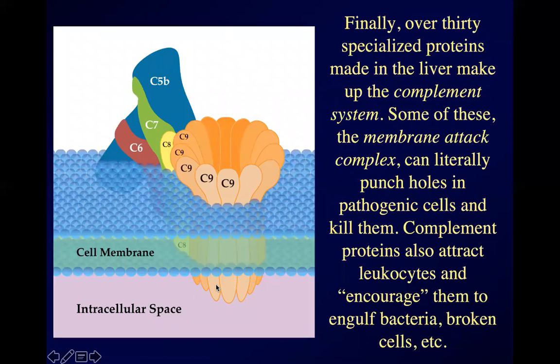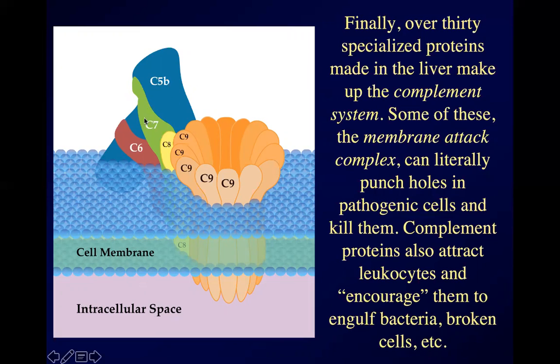And then finally, the complement system doesn't seem to be as widely known, but there's over 30 specialized proteins that play helper roles in the immune system. They can attract leukocytes. We don't need to go into exactly how they do it, but they can stimulate leukocytes to work harder, to swallow more bacteria or broken cells or whatever. And then there's some called the membrane attack complex that can literally punch holes in a pathogenic cell.